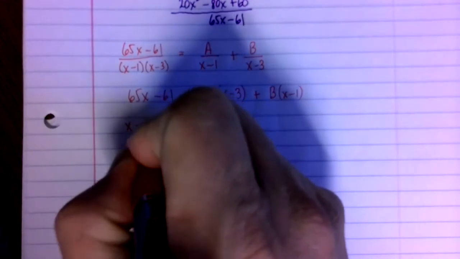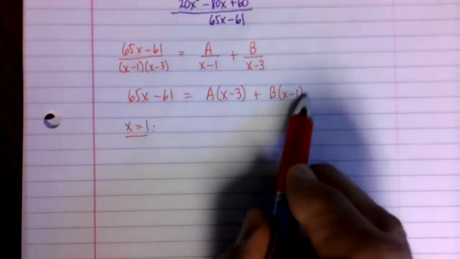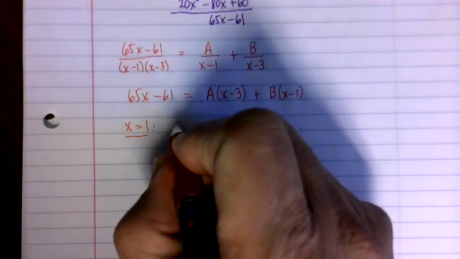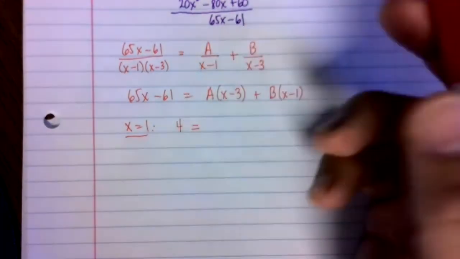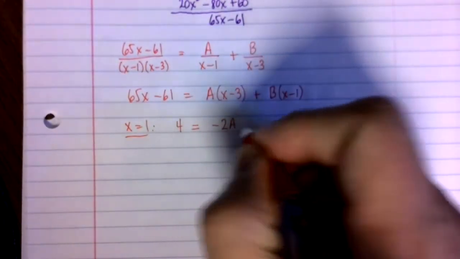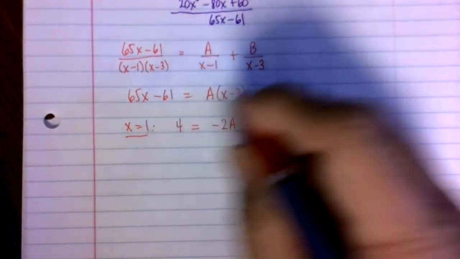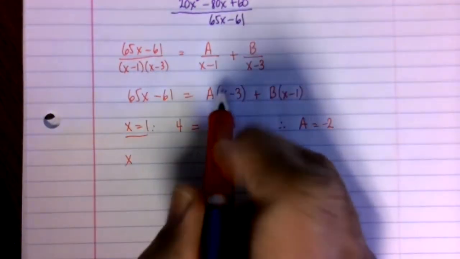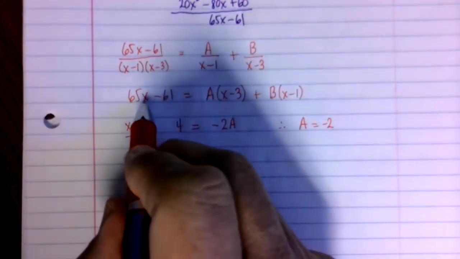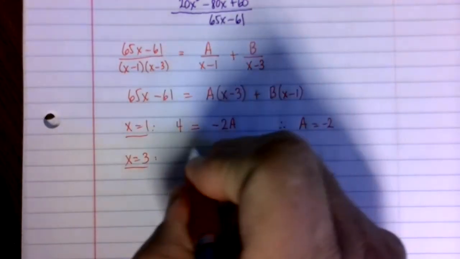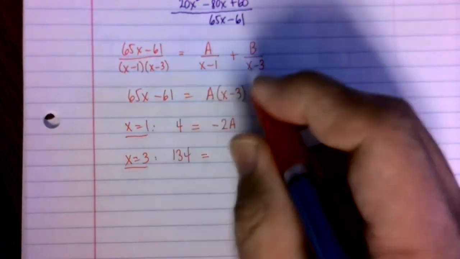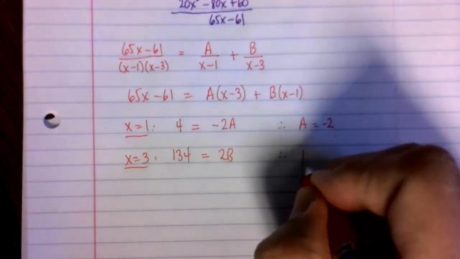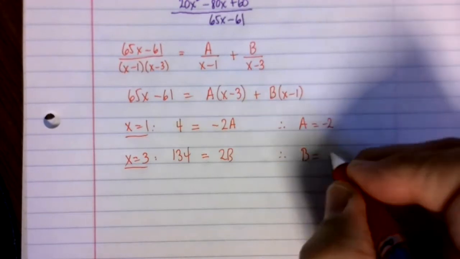From here, we plug in the obvious numbers. If I plug in 1, then this part will go away. If I plug in 1 over here, I would have that 4 is equal to -2A. And therefore, divided by -2, A is equal to -2. The other thing that makes sense to plug in would be 3. If I plug in 3 here, 65 times 3 minus 61 works out to be 134. Plug in 3 into this, that goes away. Plug in 3 into this, I get 2B. And so dividing by 2, I get B is equal to 67.